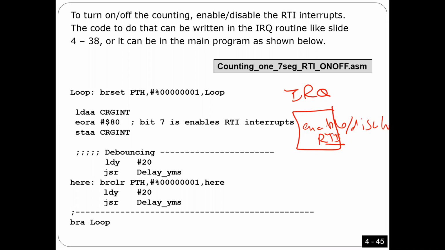Okay, again, this is what you should understand. I have different tests, and you can put this test in the main, or you can put it in IRQ. You can put it somewhere else. That's what I'm teaching now: enable or disable RTI. What if the IRQ is busy with something else? I already use IRQ for something else. Then you can put it in the main program, and that's what I'm teaching now.